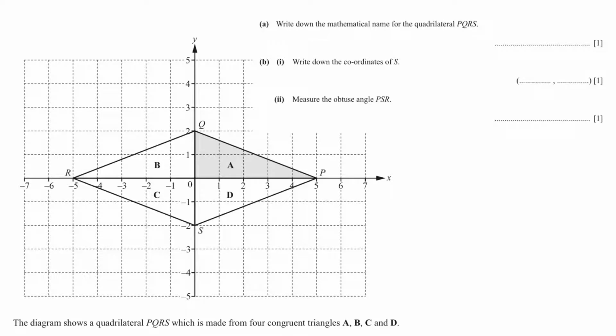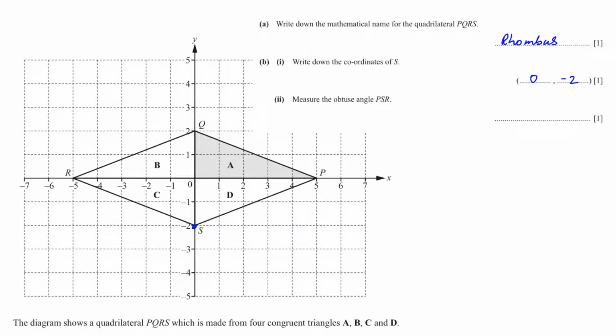Question. Part A. Write down the mathematical name for the quadrilateral PQRS. So this is PQRS, and we have been given information that it is a quadrilateral which is made from 4 congruent triangles ABCD. So this is a rhombus, it's very clear. Write down the coordinates of S. S is on the y-axis, so your x is 0 and y is -2.